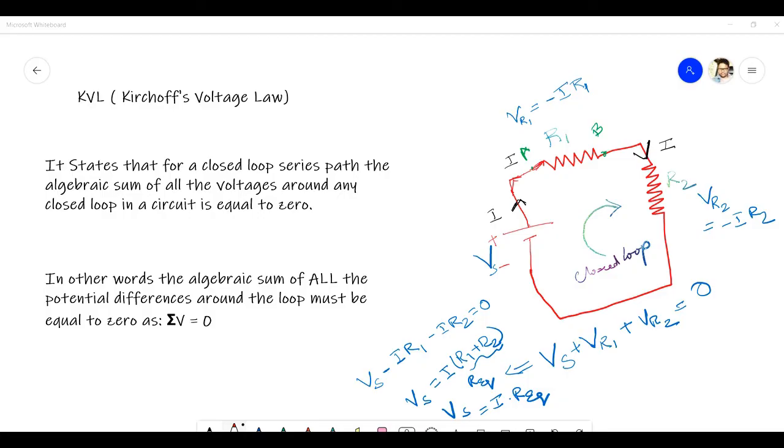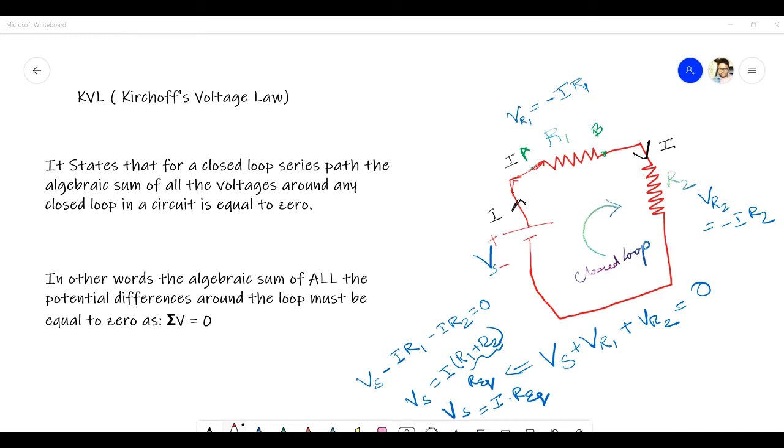KVL. The full form of KVL is Kirchhoff's voltage law. It states that for a closed loop series path, the algebraic sum of all the voltages around any closed loop in a circuit is equal to 0. In other words, the algebraic sum of all the potential differences around the loop must be equal to 0.